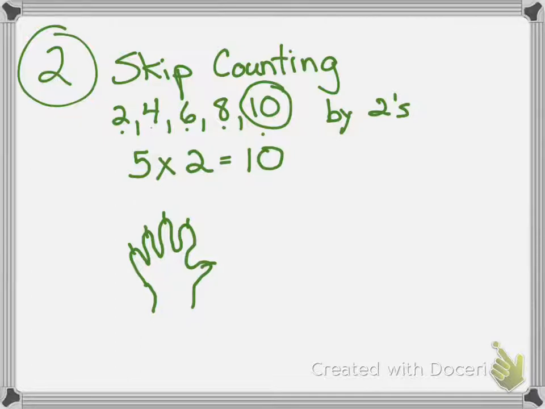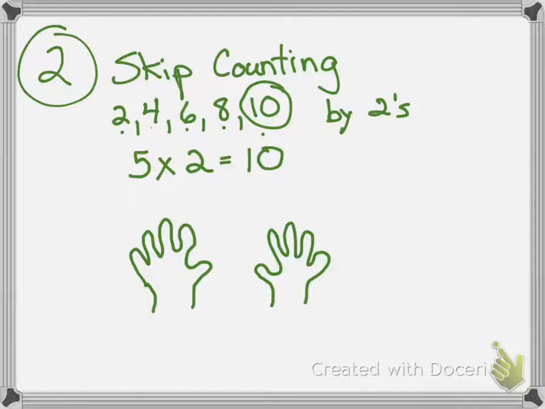Okay, so you didn't say 2 plus 2 plus 2 plus 2 plus 2. You actually already did the adding by doing your skip counting. So 2, 4, 6, 8, 10. Okay, so let's pretend that we have both our hands here. Whoops. Not very good, Mrs. Ratzlaff. Okay, so here we go.